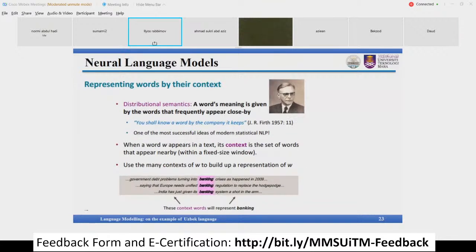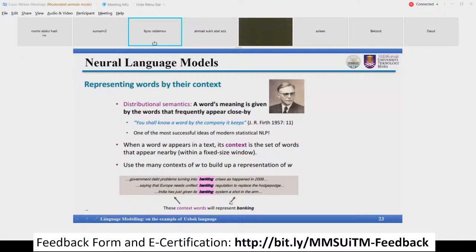First, said you should know a word by the company it keeps. This is called a distribution of semantics. A word's meaning is given by words that frequently appear close by, and this is one of the most successful ideas of modern statistical NLP.